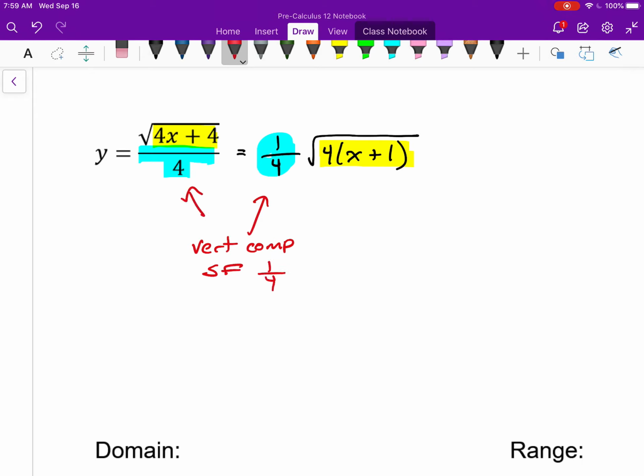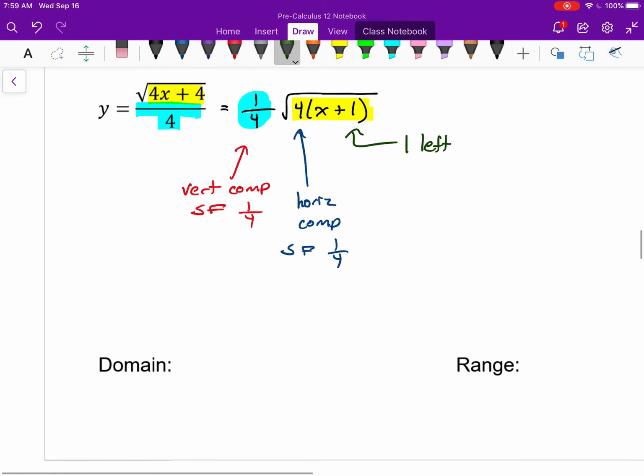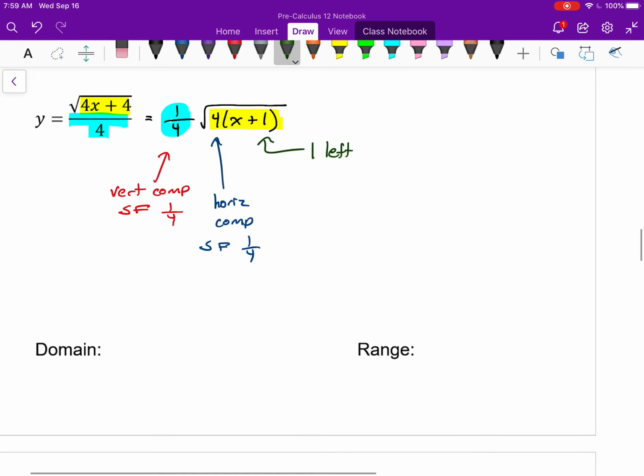Right? I could see that right here, but I think it's more obvious than what I just wrote down in this other equation. This 4 right here is being multiplied inside the radical, inside the function. That is a horizontal compression by a scale factor of also 1/4. And the -1 compared to root x is moving 1 to the left. And now that's what I need compared to root x to figure out my domain and range with confidence.